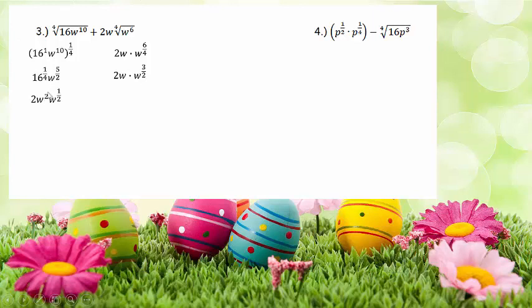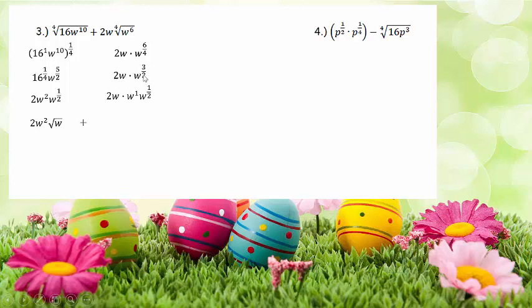5/2 is the same thing as 2 1/2, so we want to change our exponents so that we have proper fractions. And then once we do that, we can go ahead and rewrite the problem as 2w squared, and then this really means just the square root of w. So we simplified the first term in the problem. Now we have to continue simplifying the second term.